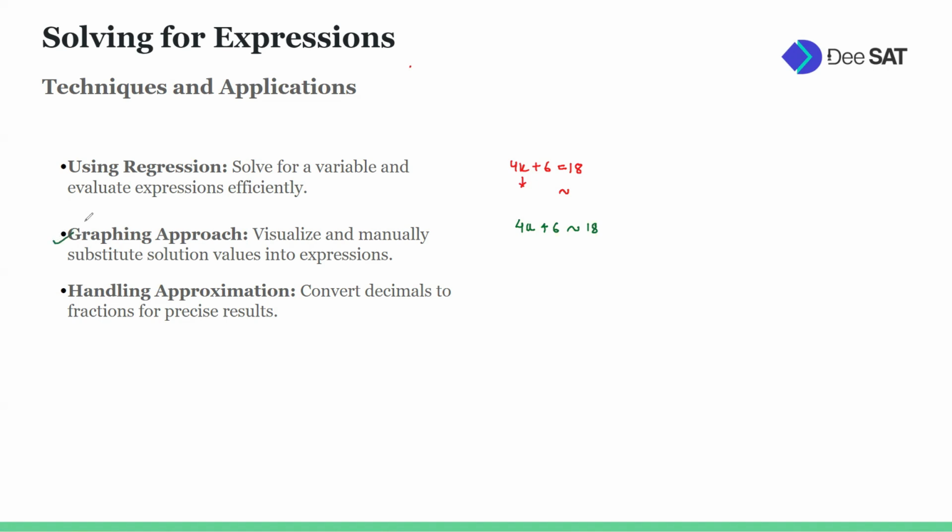Second is the graphical approach. Desmos allows you to graph equations and visualize their solutions. Once you have graphed an equation, you can manually substitute the solution values into the expression for verification. For instance, graphing y is equivalent to 2x plus 3 and finding where it intersects a specific line or point can help you substitute those values back into the equation to check your solution.